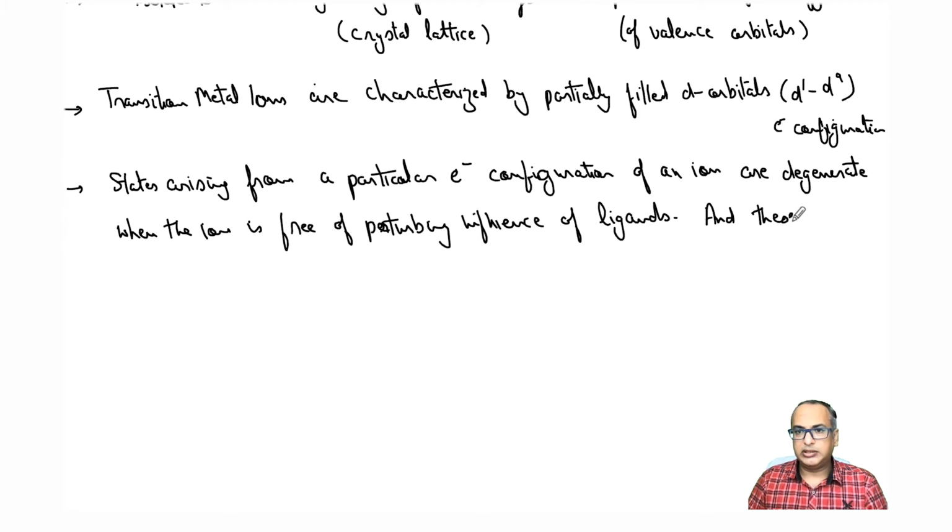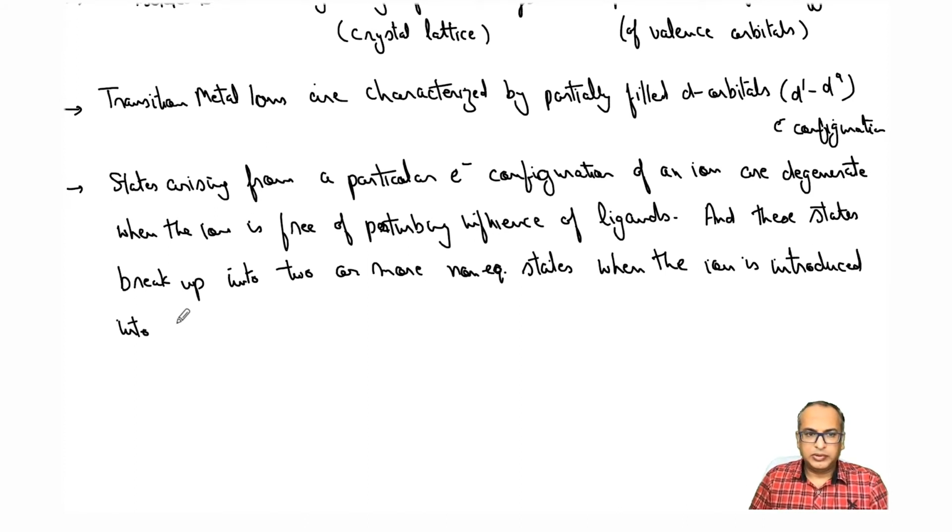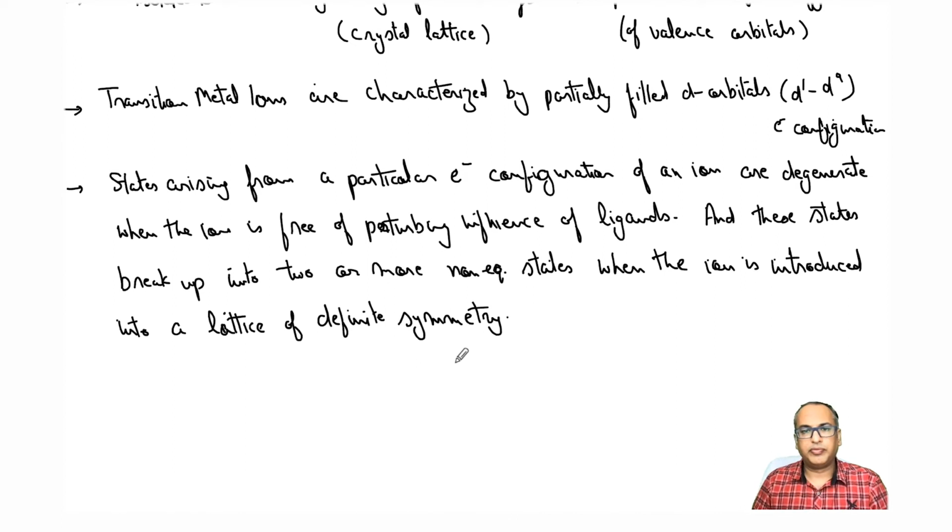Okay, and then we can say these states break up into two or more non-equivalent states when the ion is introduced into a lattice of definite symmetry. Okay, so we should also see that the interaction between ions and the incoming ligands is treated as an electrostatic interaction.